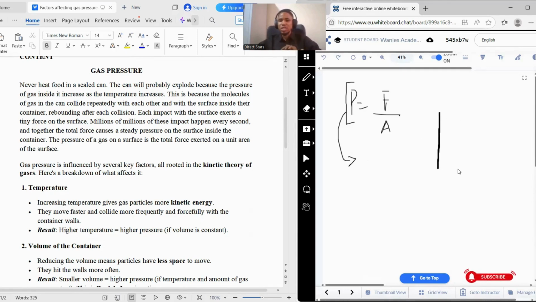When the particles collide with the walls, at this certain area, there is a force. So that's where we have our force, while the area here is where we have the area. Understand? That's why we have pressure equals force over area. So high temperature gives high pressure.